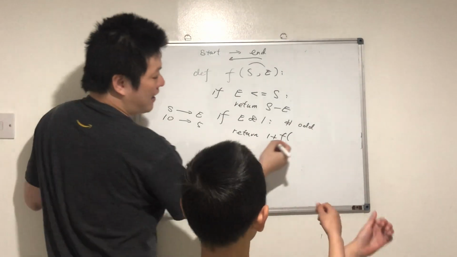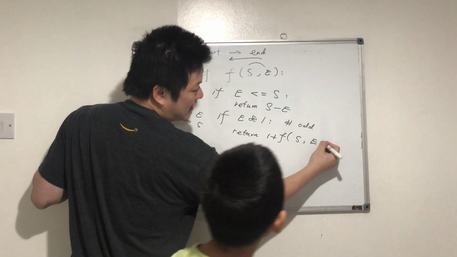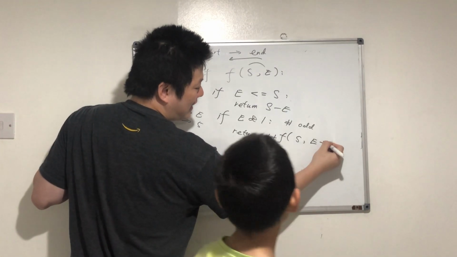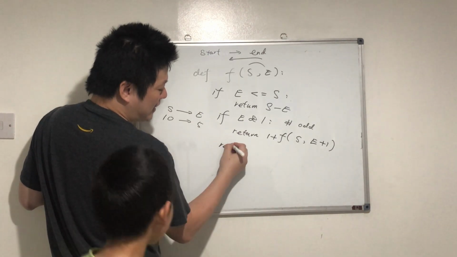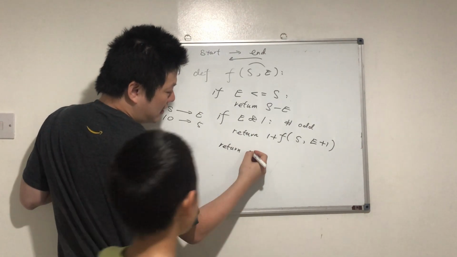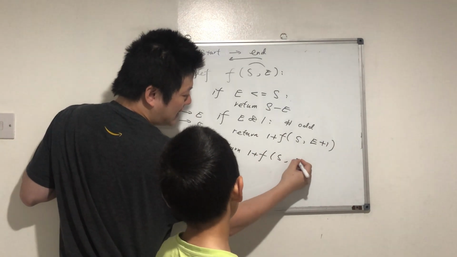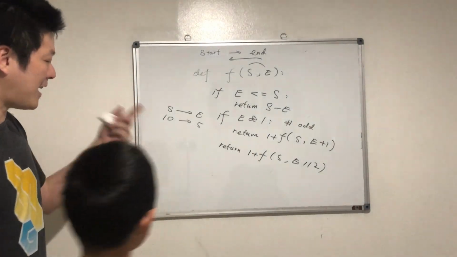E, S and E what? You just said it. Add 1. And if it's an even number, what should we do? We return half of it. Yeah, so divide by 2: plus F, S, E divided by 2. Yeah. So let's do recursion.